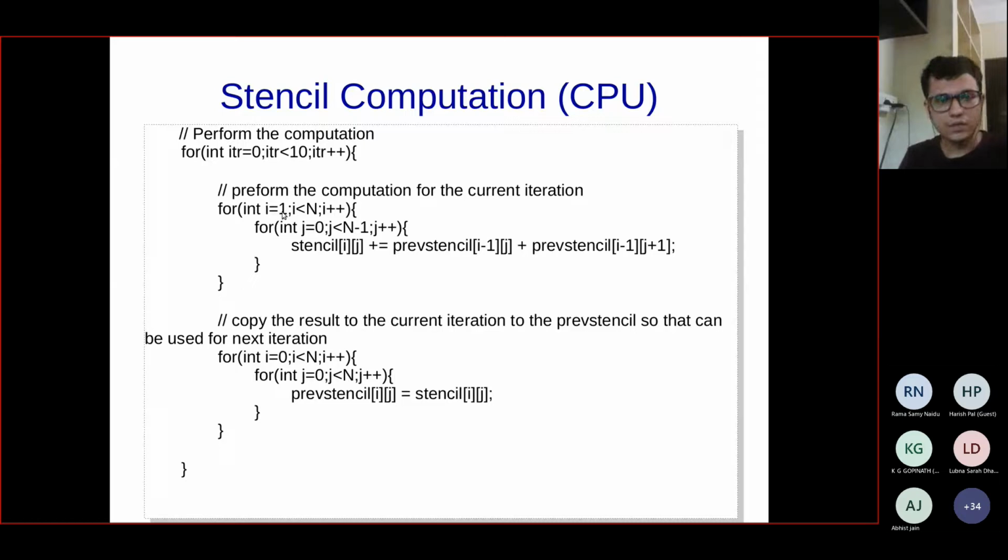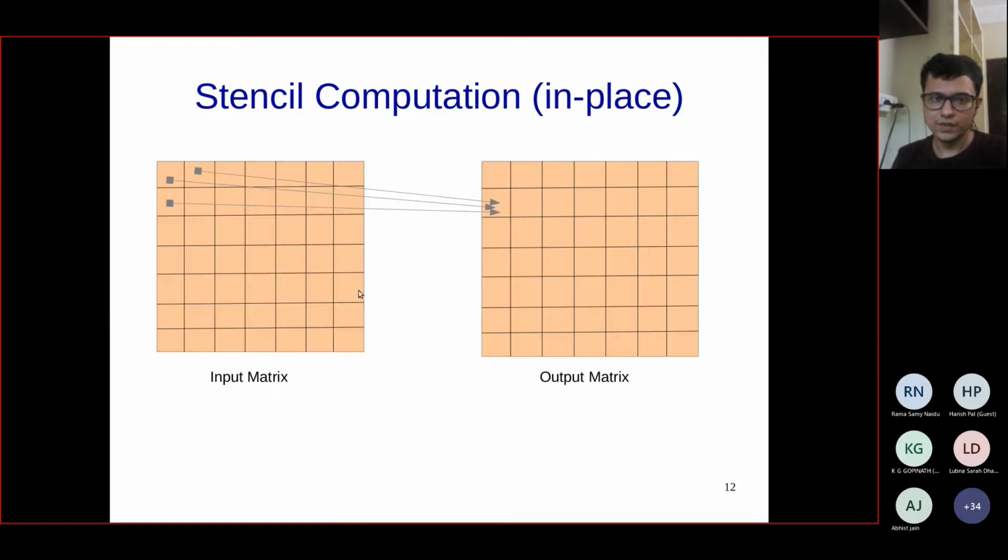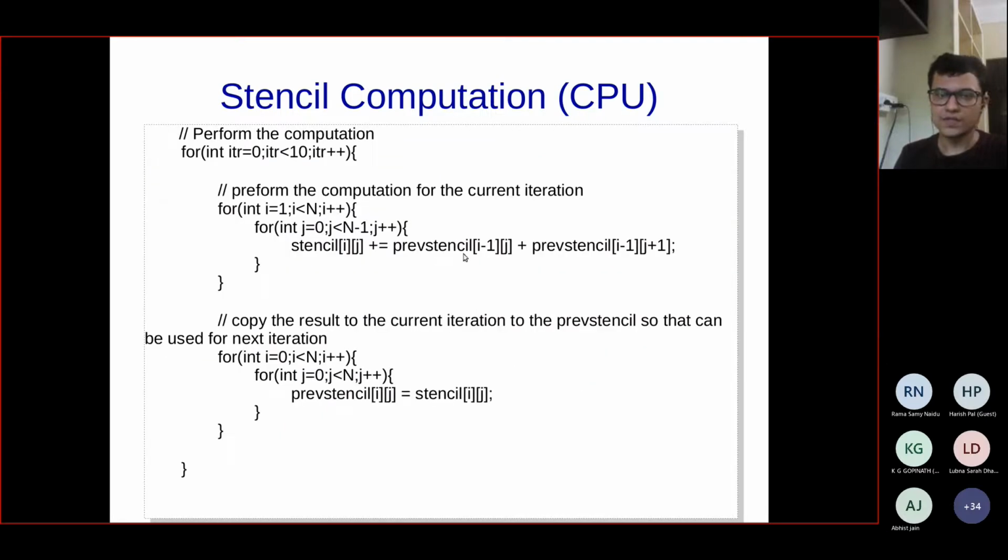So from i equals 1 to n minus 1, and from j equals 0 to n minus 2, we'll do this thing, which is nothing but our formula that we saw in the problem statement slide. Please note that we are using two different matrices for input and output. The input matrix is previous stencil, and the output matrix is stencil.